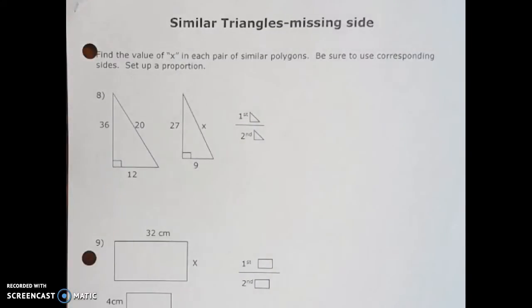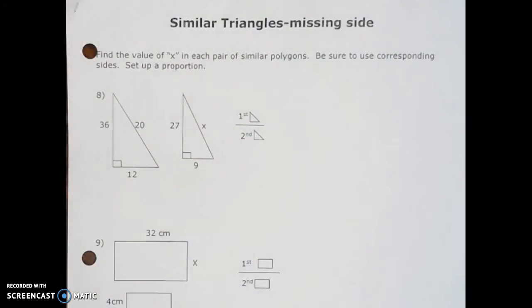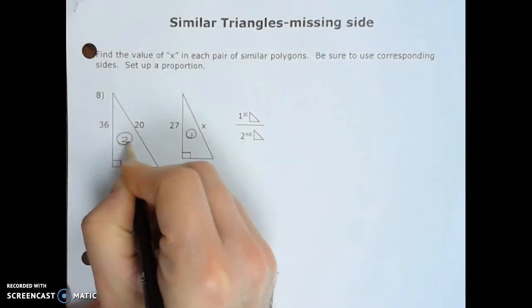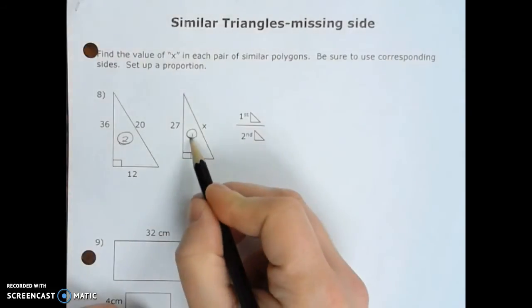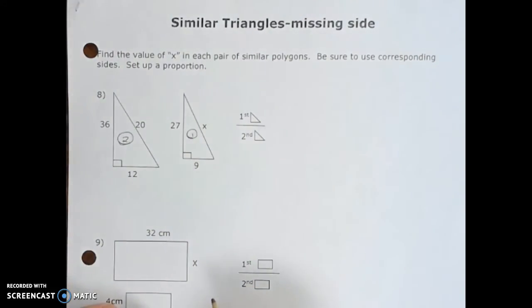In the next section, we're going to use similar figures to find the value of a missing side. In question 8, these two triangles are similar to each other. I want to know, what's the value of x, that missing side right there? I'm going to do what I was doing before: set up some proportions to help me figure out that missing side. I'm going to call this one triangle 1, and this one triangle 2. The reason I called this one triangle 1 is because I like my variable to be in the numerator. That's just my personal preference.